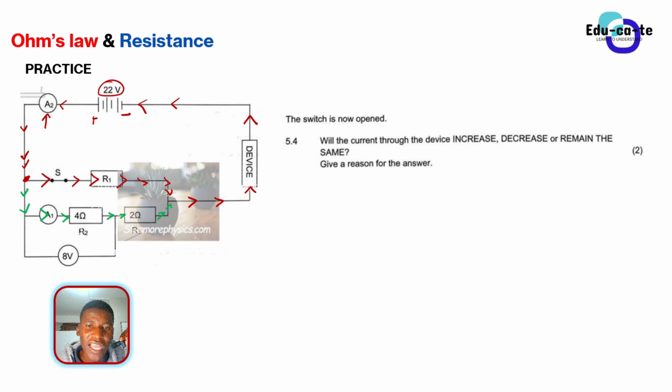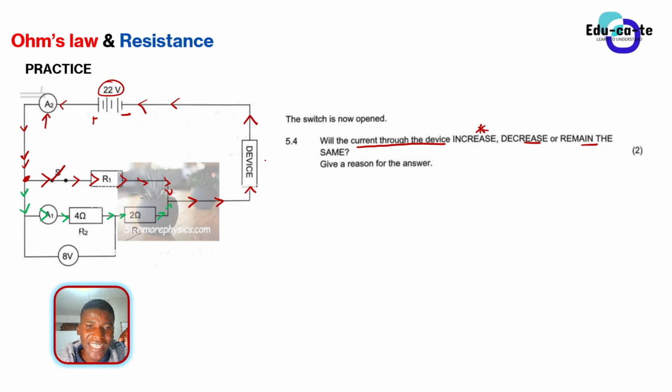Yeah, so it's fine. So switch S is now opened. Here we're actually opening a switch, so we are saying that this switch is now an open switch. When you open a switch, this question says, will the current through the device increase, decrease, or remain the same, and give a reason for your answer?